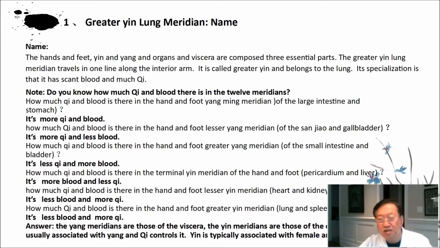In the foot and hand greater yang meridians of the small intestine and bladder, there is less qi and more blood. In the foot and hand terminal yin meridians of the pericardium and the liver, there is much blood and less qi. In the foot and hand lesser yin meridians of the heart and kidney, there is much blood and much qi. In the foot and hand greater yin meridians of the spleen and lung, there is much blood, less blood, and much qi.